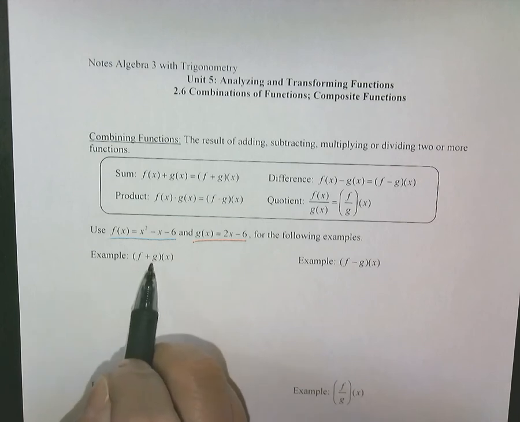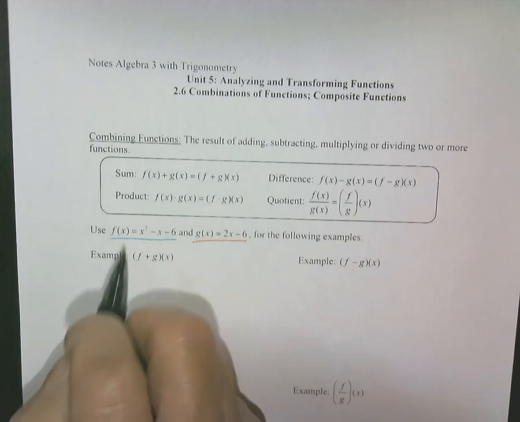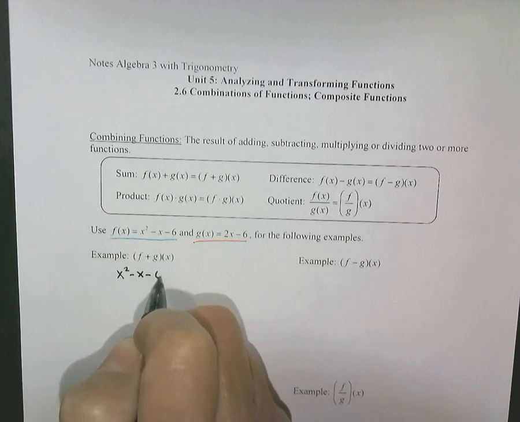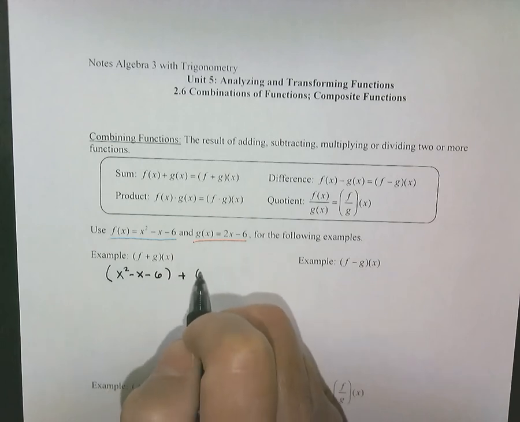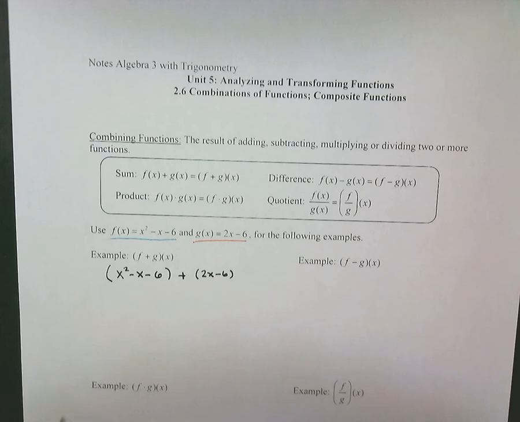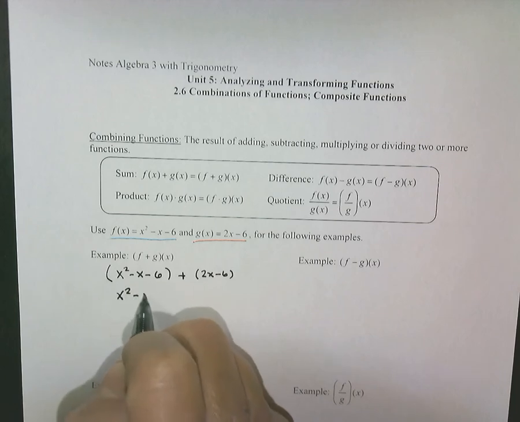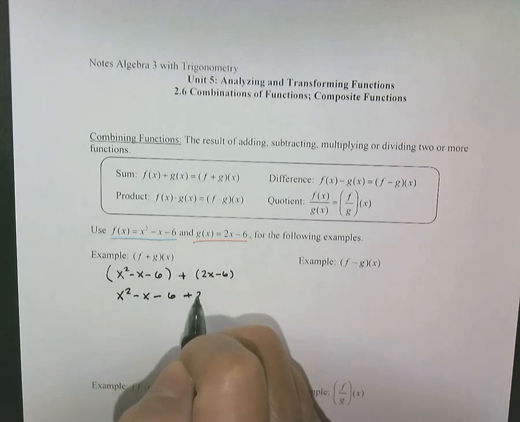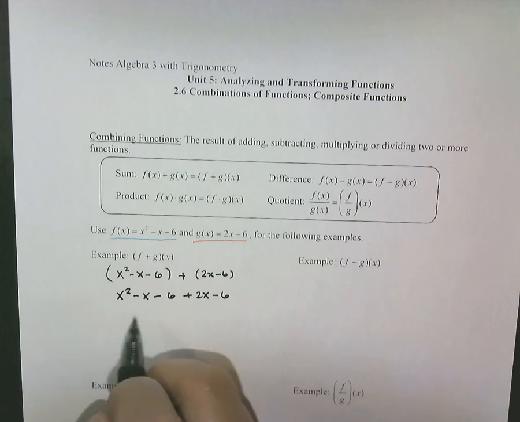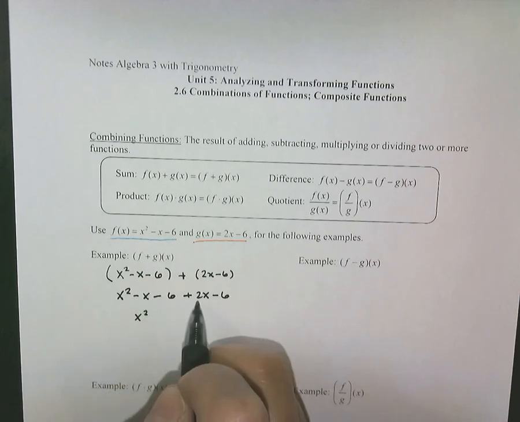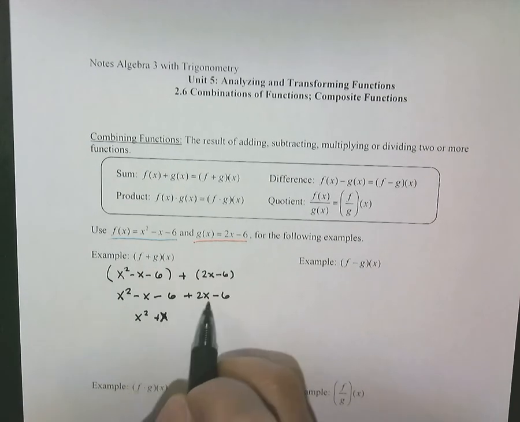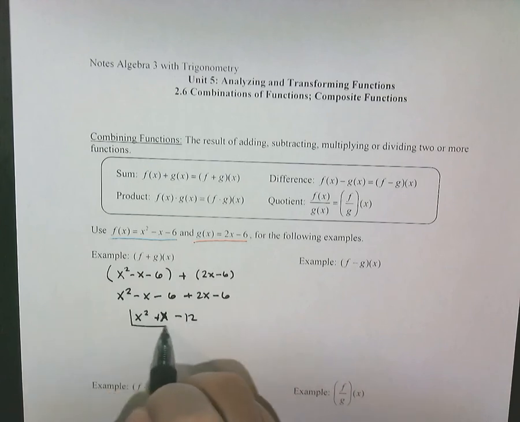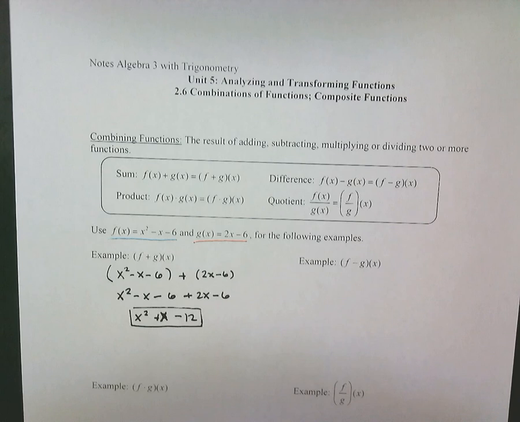So if I want to do f plus g of x, that means I want f of x, which is x squared minus x minus 6, and I want to add to that g of x, which is 2x minus 6. The parentheses I really didn't need because this is an addition. I'm just doing it to show you what this represents. So if I take away the parentheses, I combine like terms, I get x squared, a negative x and a positive 2x giving me positive x, and a negative 6 and negative 6 gives me negative 12. And that's all I'm doing with it right now.